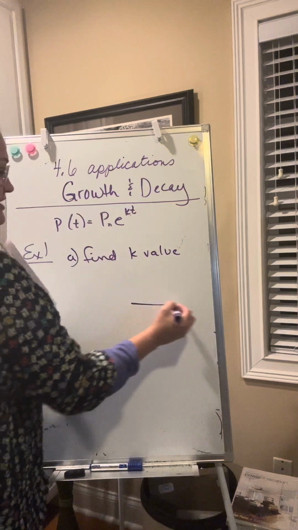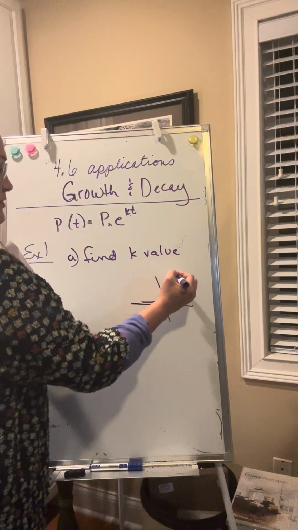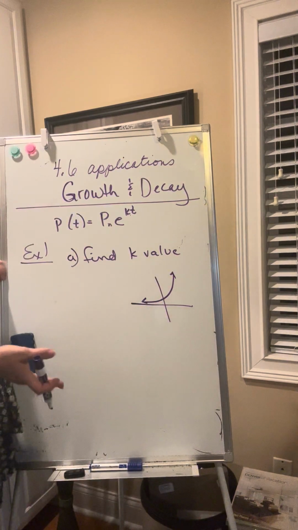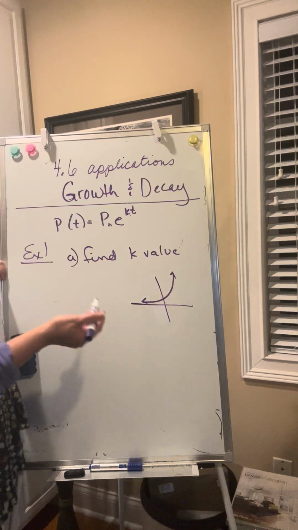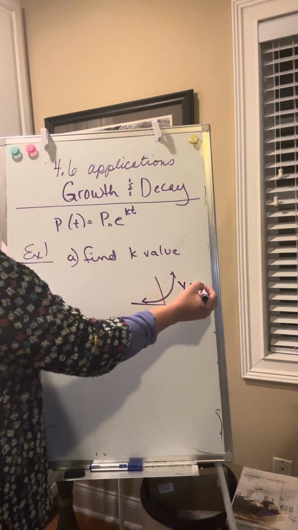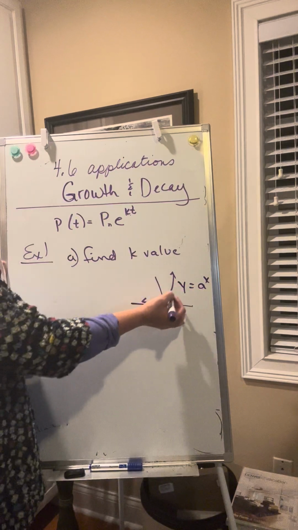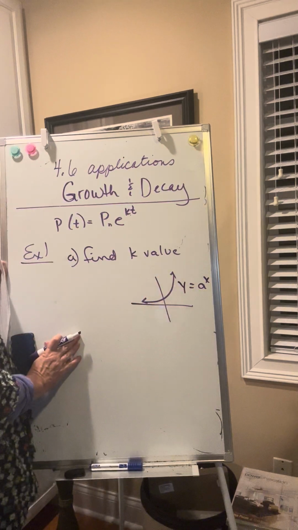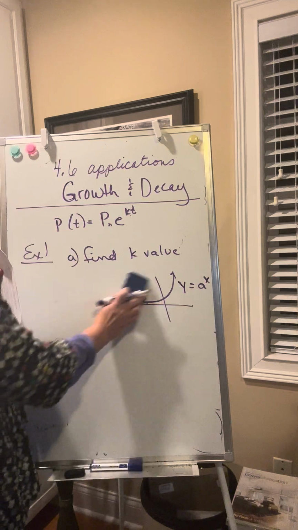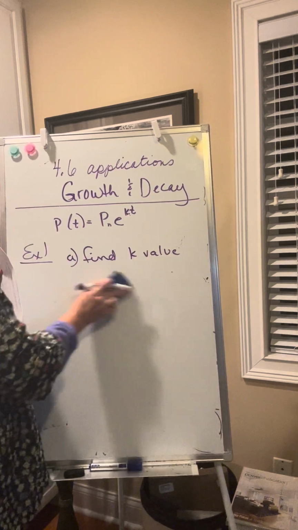And again, assuming it's an exponential growth, which means it fits that curve. That's our exponential growth curve, right? The basic curve like y equals a to the x. Any base greater than 1 has this exponential growth curve. So assuming it fits that model, find k.